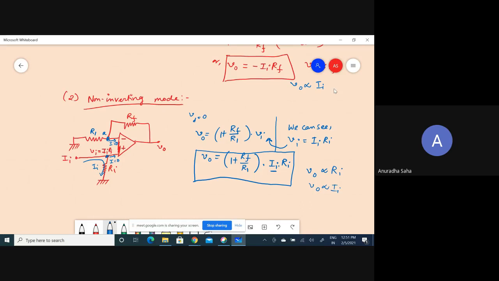So this is all about the general overview of the voltage to current converter and the current to voltage converter. So that's all. Thank you so much.